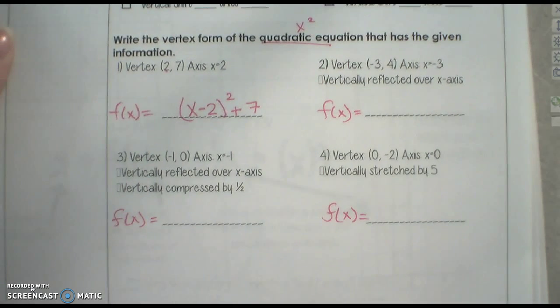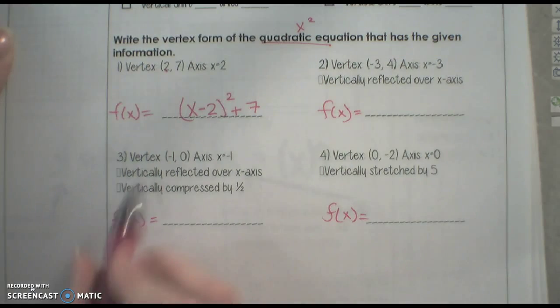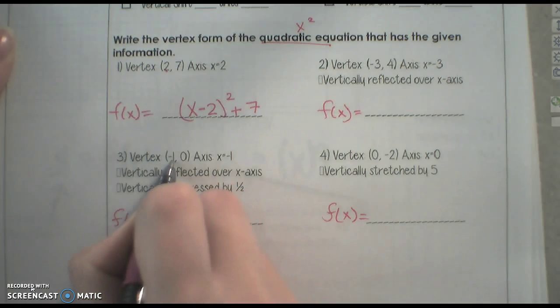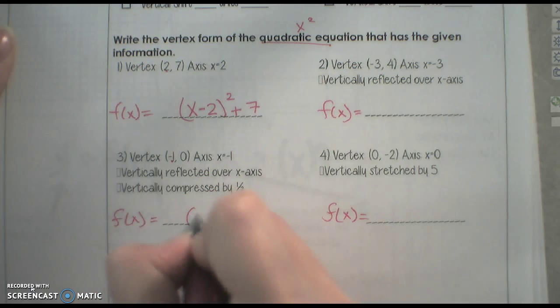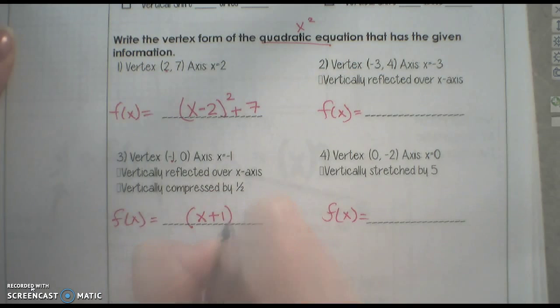Let's take a look at number 3 together. So this one, we want to put this number, the x, back in, and we want it to be opposite when we put it back in. So it should be an x plus 1, and we want it squared. That's the part we tend to forget. Do we need to put the plus 0 behind here? No, you're right. We don't have to put that.